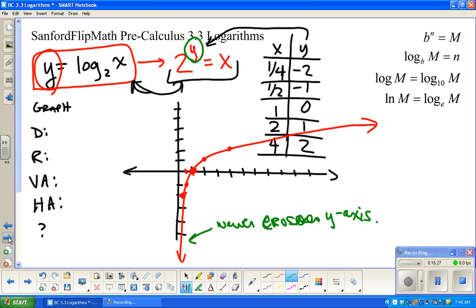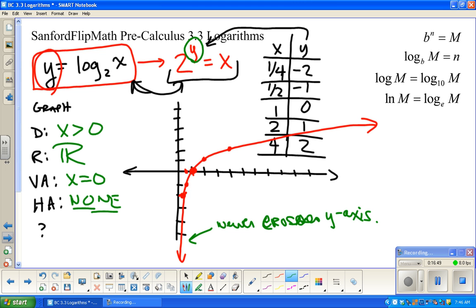So the y-axis, also known as x equals 0, is a vertical asymptote. There are no horizontal asymptotes. I guess I'll just say none. The domain then is the stuff to the right of 0. The range is all real numbers.